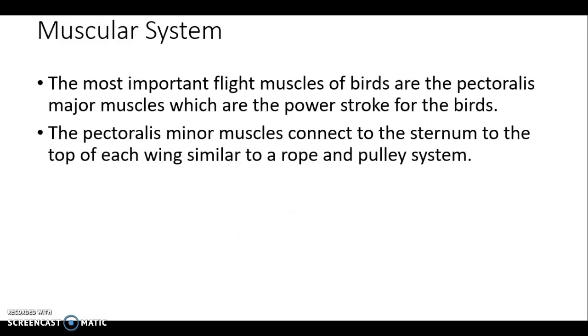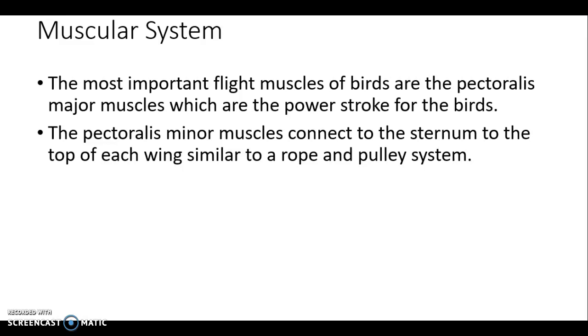All right. Muscular system. The most important flight muscles of birds are the pectoralis major muscles, which are the power stroke of the birds. If you think about us, our most important muscles for us to lift things and pull things would be our pectoralis. Theirs is to fly. That's what they use their pectoralis for.